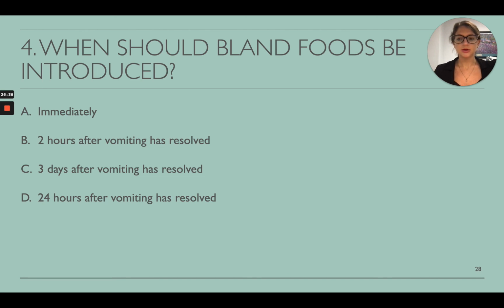So the answer is D. So 24 hours after vomiting has resolved, bland foods can begin to be introduced. During the first 24 hours, you really just want to focus on liquids, clear liquids, and then 24 hours after there's been no vomiting, we can introduce bland foods such as the BRAT diet, so bananas, rice, applesauce, toast, or some other foods that are easily tolerable, nicely cooked vegetables such as carrots, oatmeal, plain noodles, scrambled eggs, chicken breast as well.